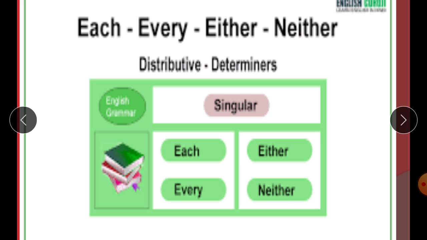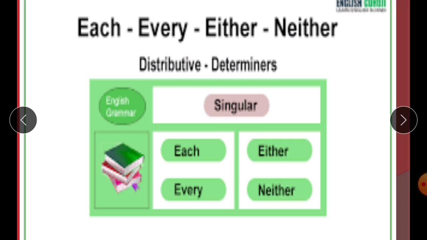She comes to me every day. Next one is either and neither. Either means one of the two persons or things, and neither is the opposite of either, meaning in the negative sense.